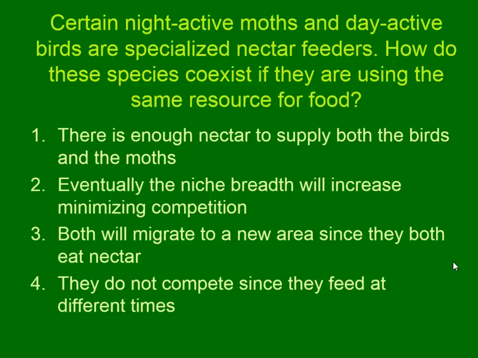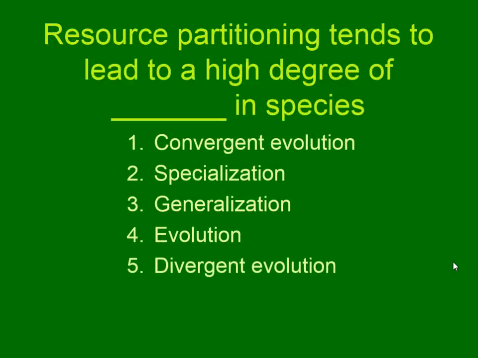Well, there's never going to be enough nectar, right? There's always going to be some limit to what is available. Niches are not going to grow in that way. Number two doesn't even make any sense, right? They could both migrate to an area, but really, typically only one leaves. One of them wins, one of them is booted out. But night-active moths and day-active birds means that they are not feeding at the same time. This means there's no competition, and that is called resource partitioning.